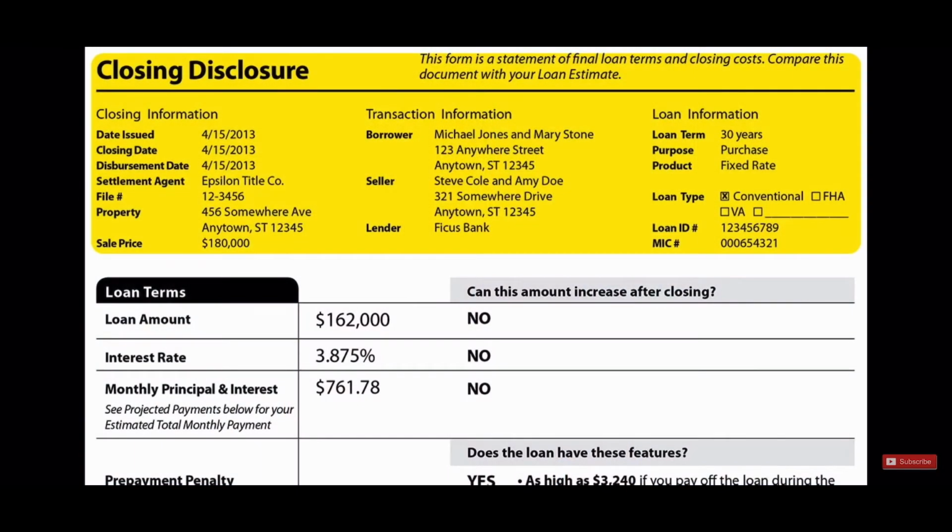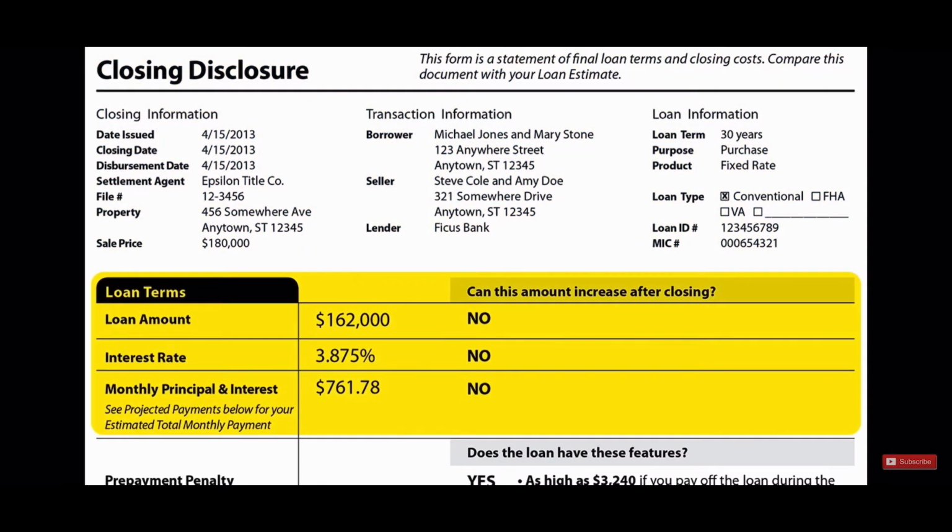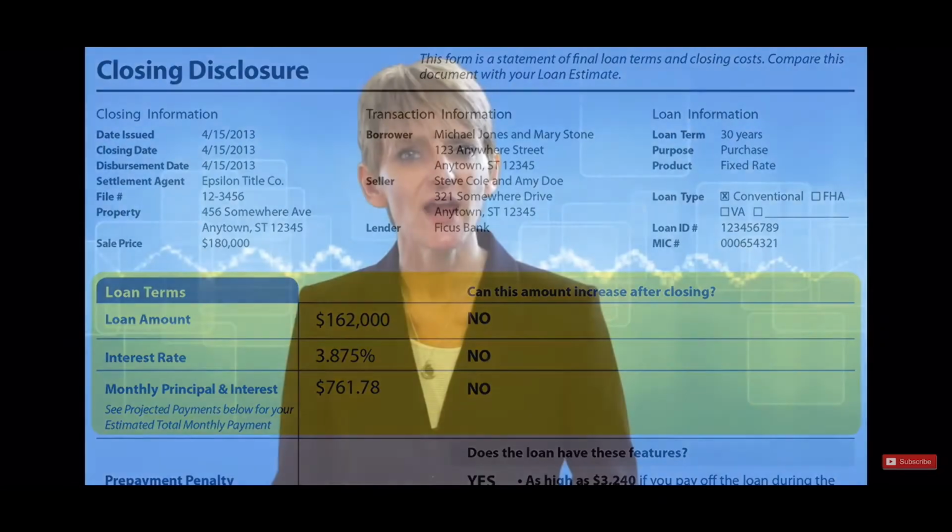In the top section, we see basic transaction information including closing date, property address and sale price, borrower and seller name and their address, and loan information. The loan terms section is where the loan amount, interest rate, and monthly principal and interest amount values appear. After each is a yes or no question of can this amount increase after closing. If yes, there will be more descriptive language. If no, there is no more language needed.